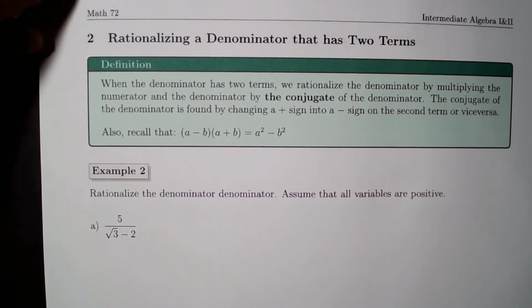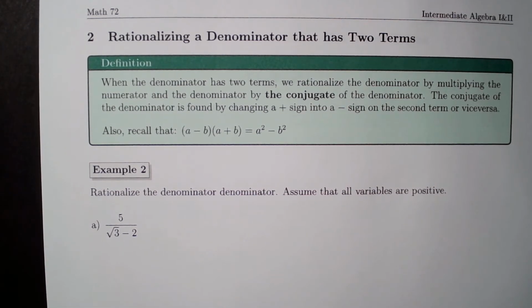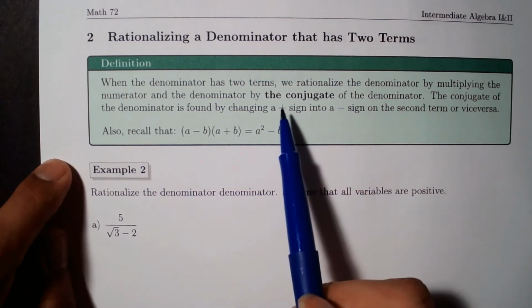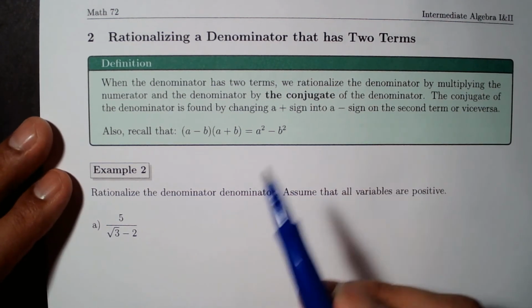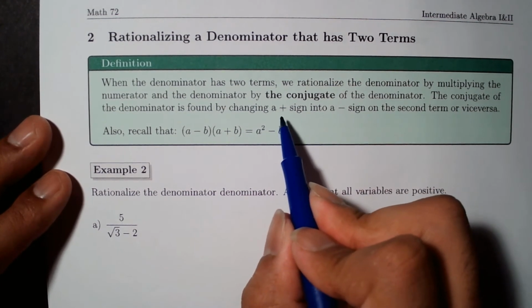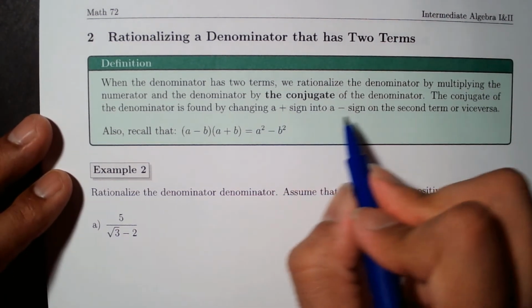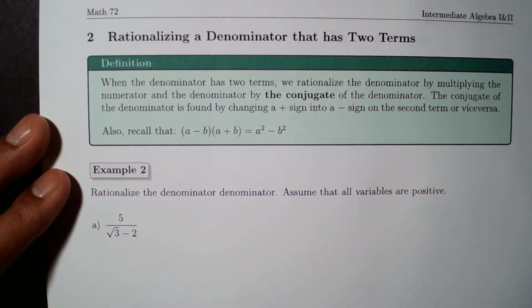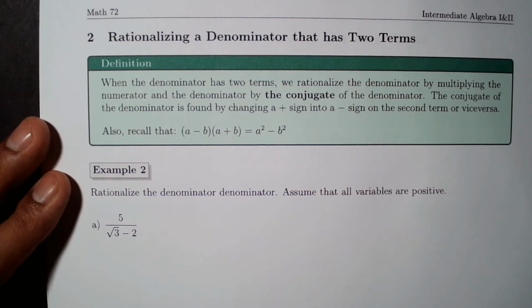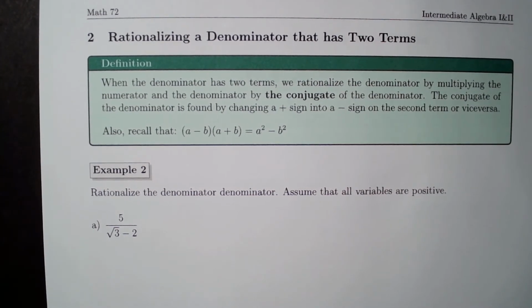So, when we do that, what we want to do is multiply the numerator and denominator by the conjugate of the denominator. Keep in mind that the conjugate is found by changing a plus sign into a minus sign for the second term, or vice versa, depending on the case. And we will have a few cases in which we're going to do one or the other. All right, so let's see.